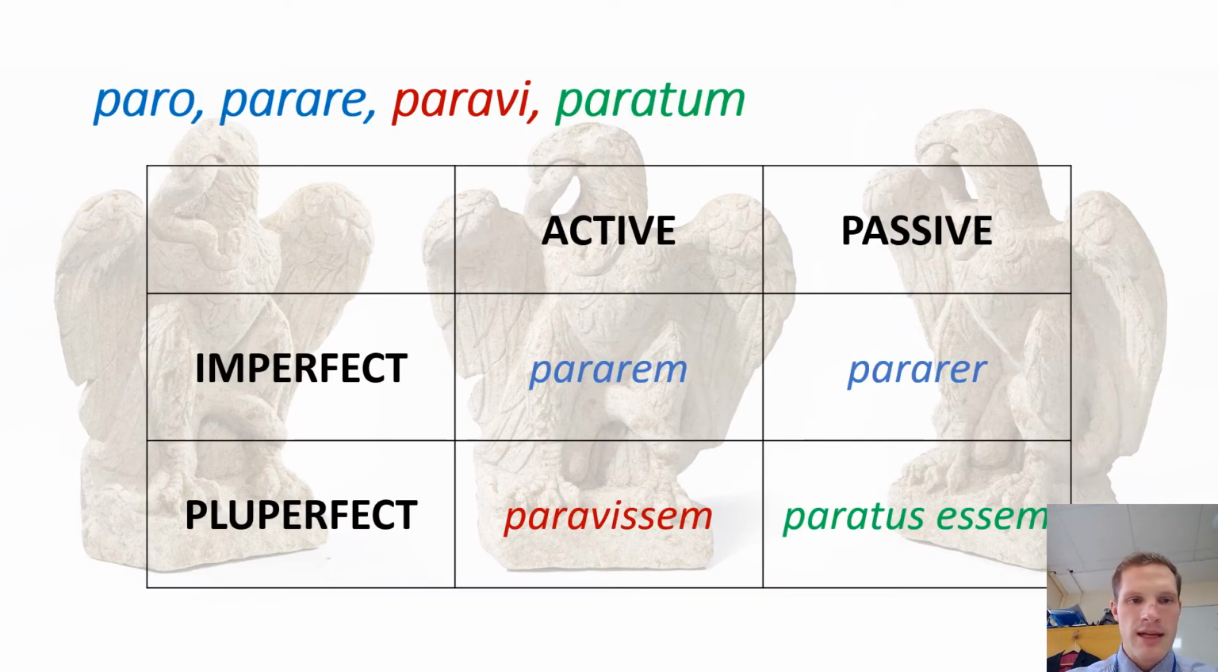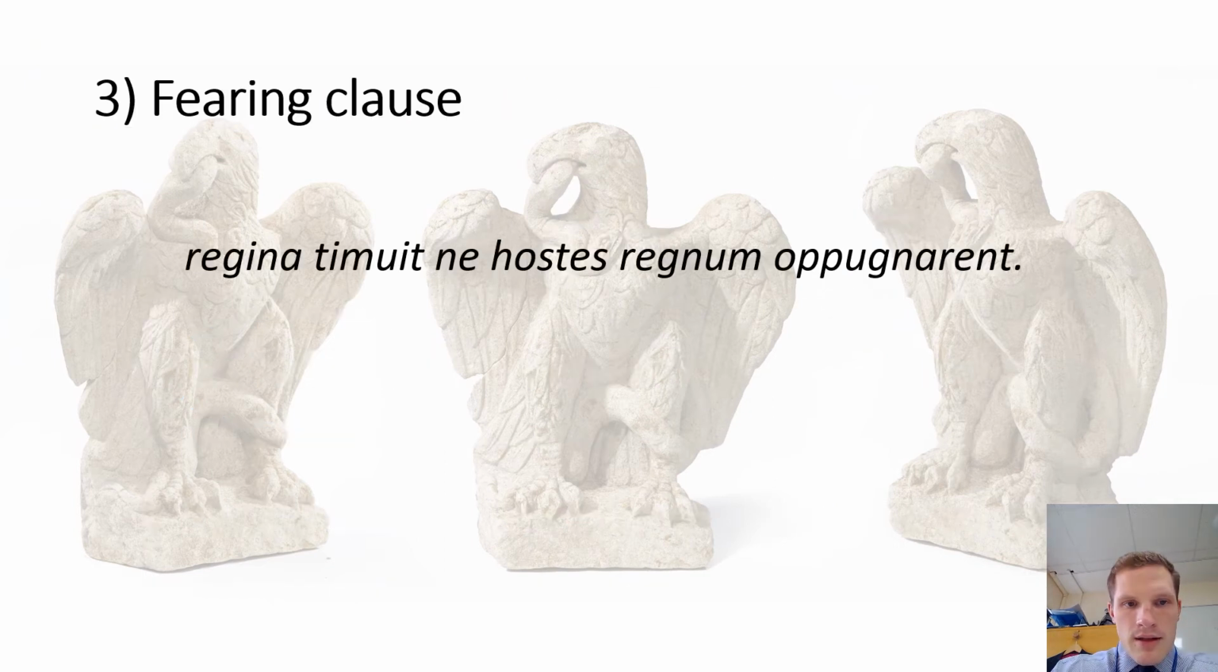Now, just a quick recap. Remember that our imperfect subjunctive, so this row here, is formed from our second principal part. So it's formed from the present stem, our present active infinitive parare, the second principal part. And to make this an imperfect subjunctive, we simply add on the personal endings. So our active personal endings to make an active imperfect subjunctive, and the passive personal endings to make a passive imperfect subjunctive. So let's have a look at an example of a fearing clause then.